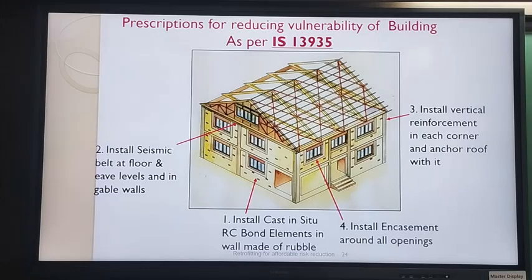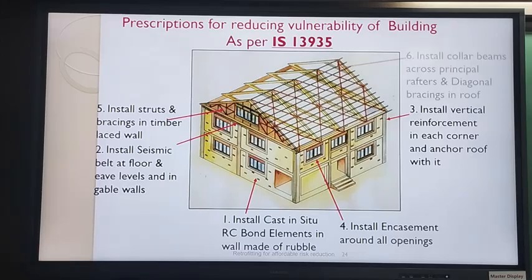Install encasement around the openings. You remember the tearing of that paper, the tape prevents it, so encasing the openings. If these openings do not have encasing all around with 2 bars, then you need to provide that. Install struts and bracings in timber-lace wall. I mean, if you have a timber-lace wall like what we have here, and if it doesn't have proper bracing around them, then you would also do that.